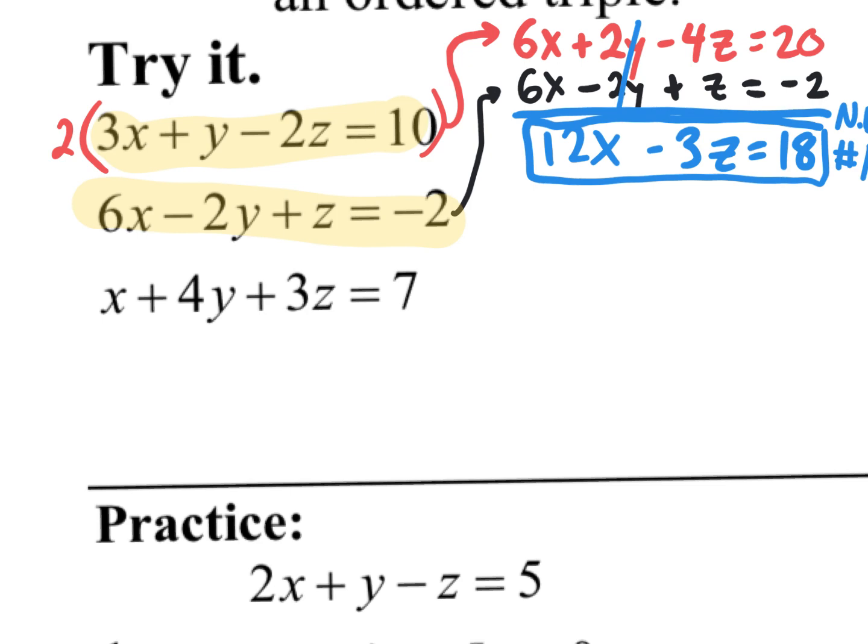So what would you guys like to do? Multiply the top one by negative 4, or the middle one by positive 2? The middle one. Middle one by positive 2. That sounds like a good deal.